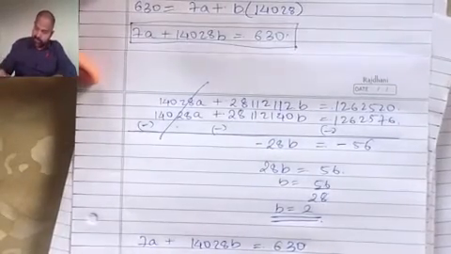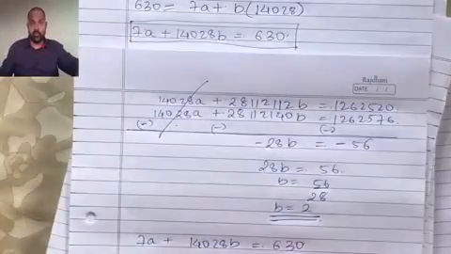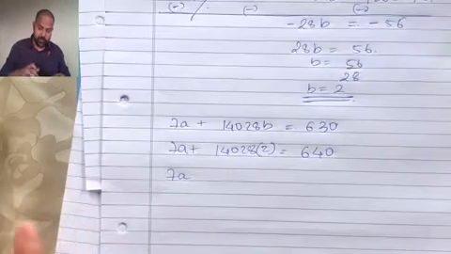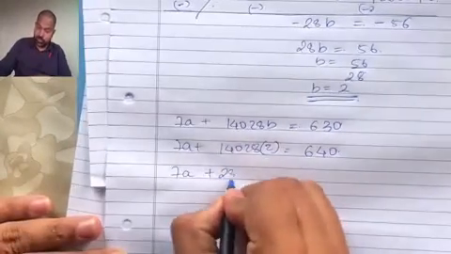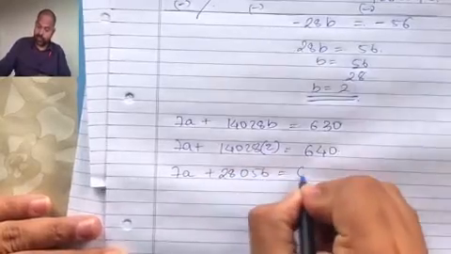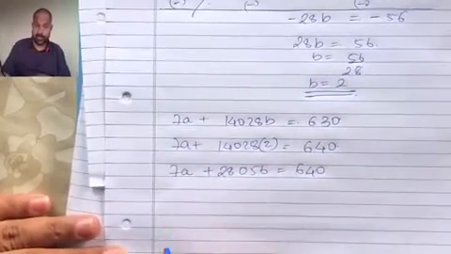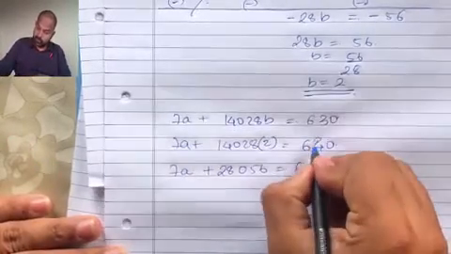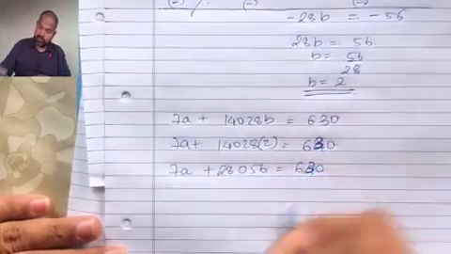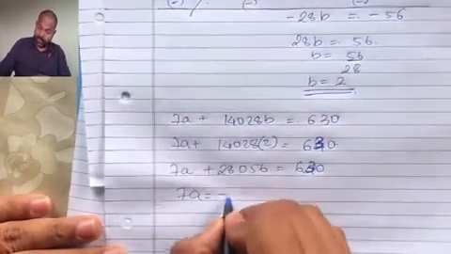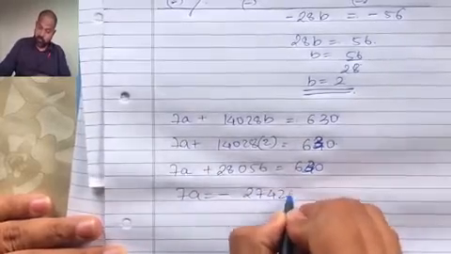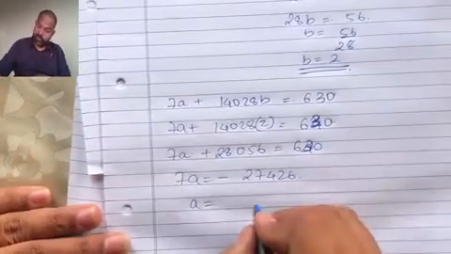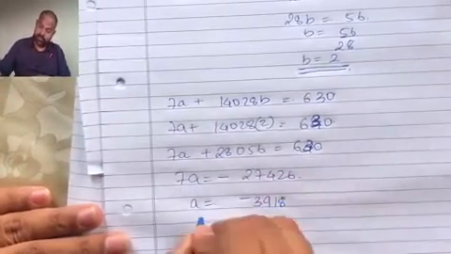In the next step, 7A. I will have to multiply 14028 into 2. 14028 into 2 will give you 28056. Goes on the other side and subtracts, will become negative. So minus 630. Sorry, this is 630. Made a mistake. So I will get 7A is a negative 27426. Divide that by 7 and you will get a negative 3918.